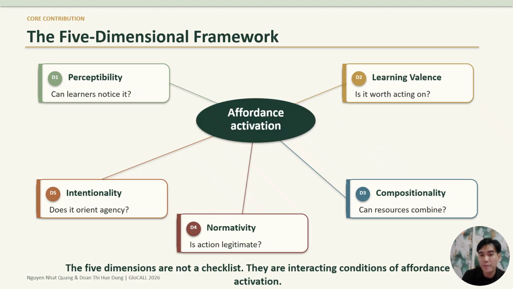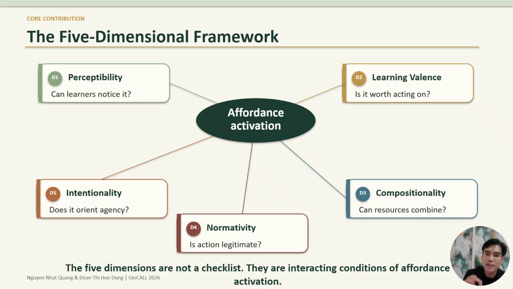So this brings us to a main contribution, the five-dimensional framework. The framework asks one question: when does the available learning opportunity become an active affordance? The answer is not just one factor, it is a configuration of 5 dimensions. First, perceptibility. Can learners notice the opportunity or the hindrance or not? Second, language valence. Do learners experience it as useful, safe, meaningful, relevant, or worth acting on?